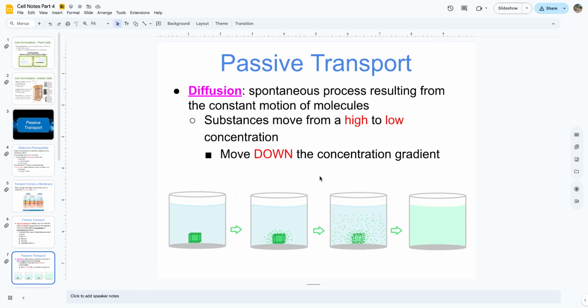First one's diffusion. Diffusion is, again, from high to low. It moves down the concentration gradient without the use of energy. This can take place in gases, liquids, and solids. Gases are going to be your perfumes or colognes or air fresheners. Your liquids are going to be like dissolving a sugar cube throughout the liquid. And then your solids will be, say, sitting in a chair and the heat from your body diffuses into the chair, so your chair is warm when you get up.